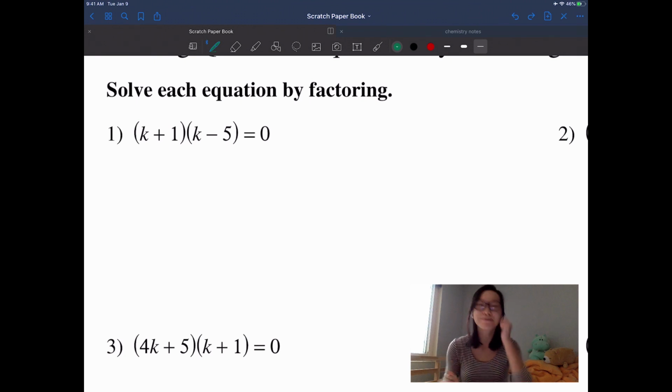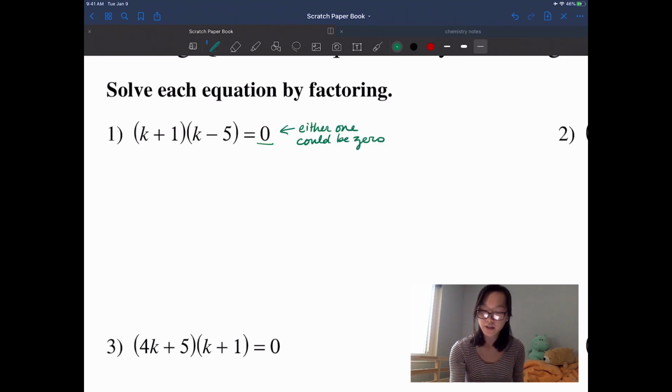I'm actually really excited. We're going to start with number one, and if you remember anything about quadratics, you have two things you have to solve for. And basically, these two things, we don't know what numbers they are, but we have a way to solve for it. So here we go.